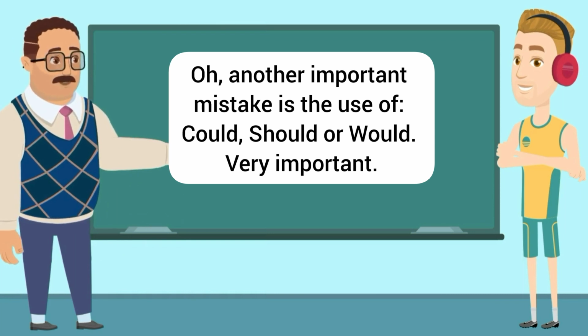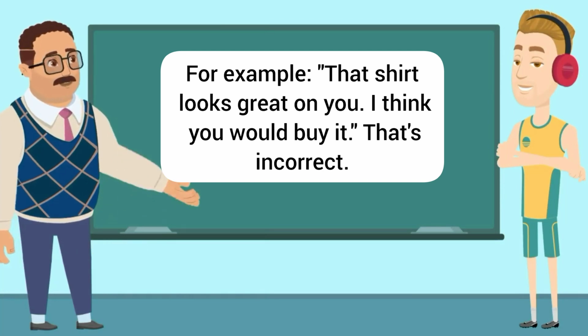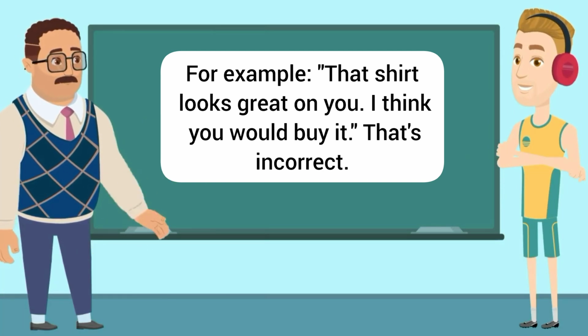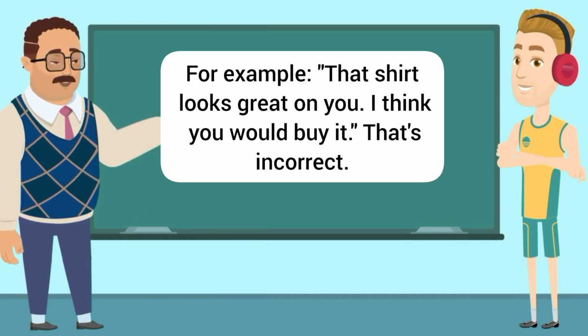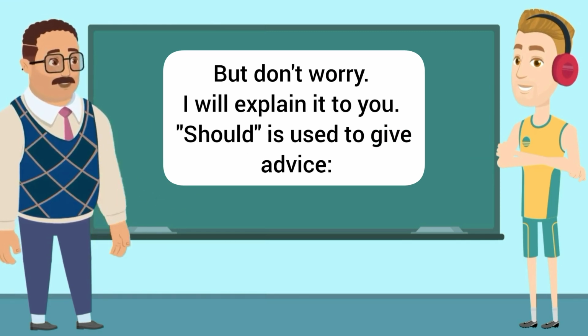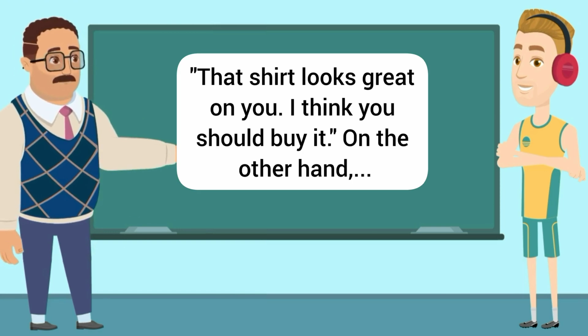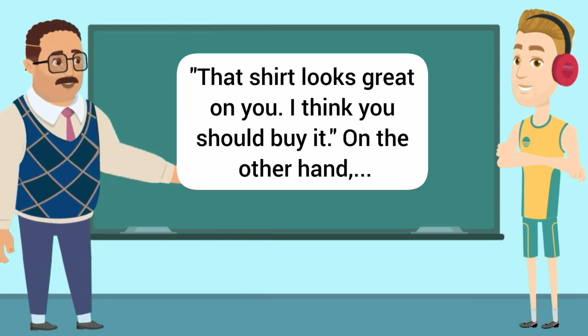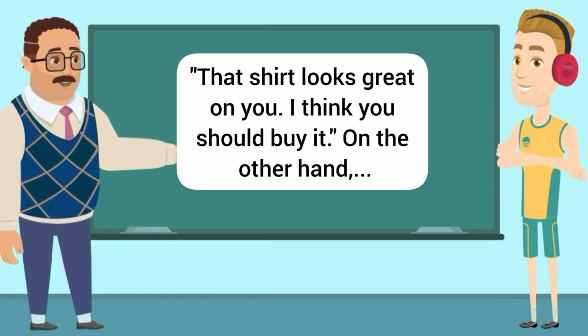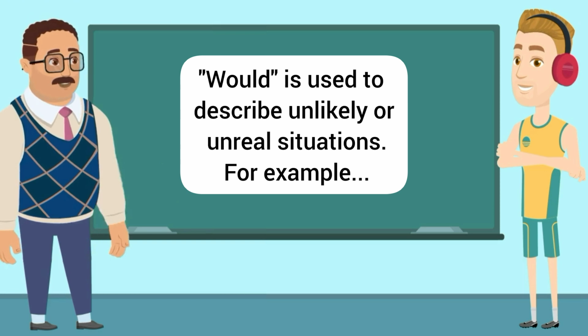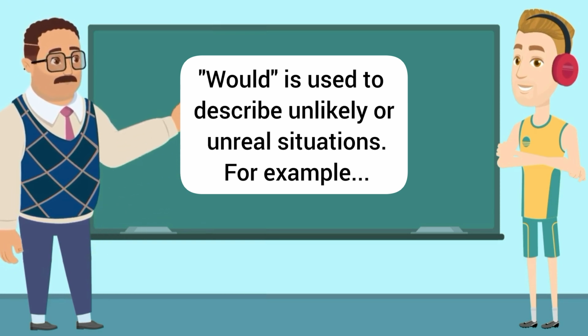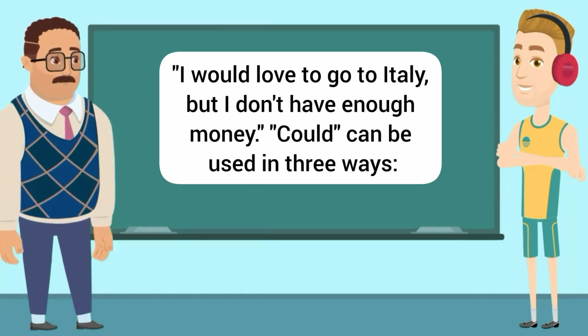Another important mistake is the use of could, should or would. Very important. For example, that shirt looks great on you. I think you would buy it. That's incorrect. But don't worry. I will explain it to you. Should is used to give advice. That shirt looks great on you. I think you should buy it. On the other hand, would is used to describe unlikely or unreal situations. For example, I would love to go to Italy, but I don't have enough money.